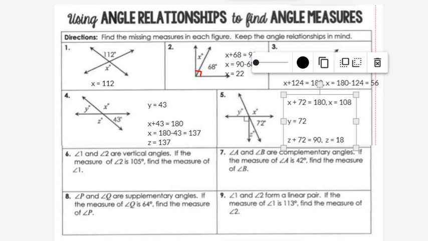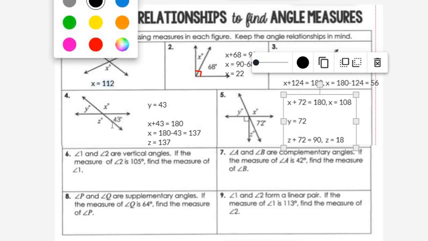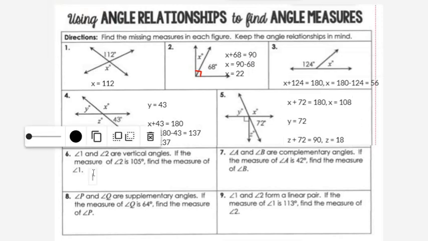And then we can move on to number 6. Angle 1 and 2 are vertical angles. If the measure of 2 is 105 degrees, find the measure of 1. Well, because they are vertical angles, angle 1 should be equal to angle 2, and so angle 1 is also 105 degrees.